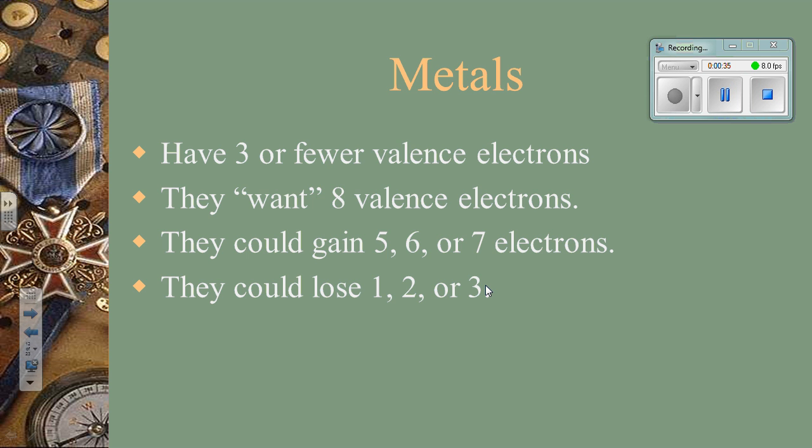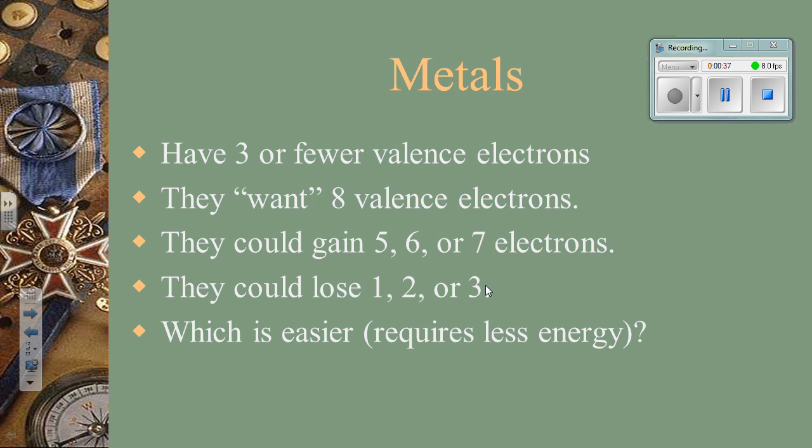And the question we have to ask is which of those things is easier, which means which one requires less energy: to gain 5, 6, or 7 electrons, which is a lot of electrons, or simply to lose 1, 2, or 3. And hopefully we can see that losing 1, 2, or 3 is easier and requires less energy. So therefore the metals are going to tend to lose electrons. We've talked about this before, that metals are losers of electrons. By definition, a metal is something which loses electrons because it has 3 or fewer valence electrons.